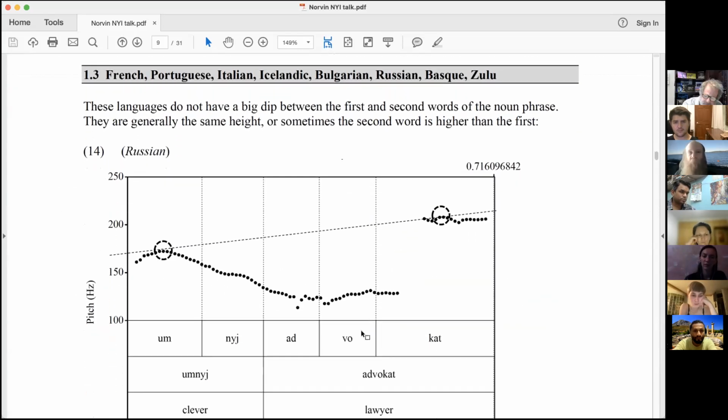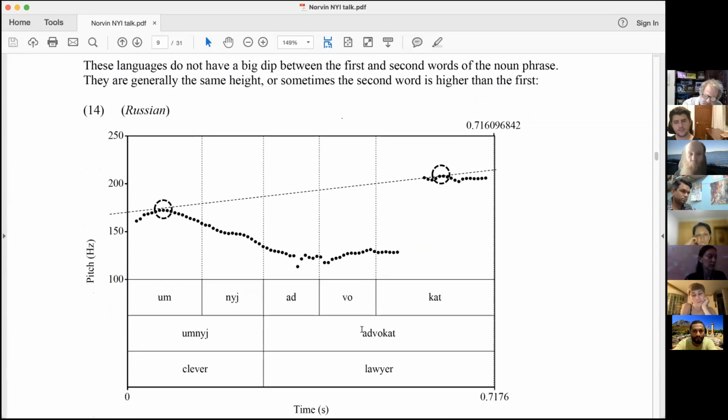That's one type of language. Then there's another type of language, the French, Portuguese, Italian, Icelandic, Bulgarian, Russian, Basque, and Zulu kind of language. The remaining languages in this group that I studied don't have a big dip between the first and second words of the noun phrase. Those two are generally the same height, or sometimes the second word is higher than the first. In 14, we have a Russian phrase, a clever lawyer, umny advokat, where the pitch peak is higher on advokat than it is on umny.